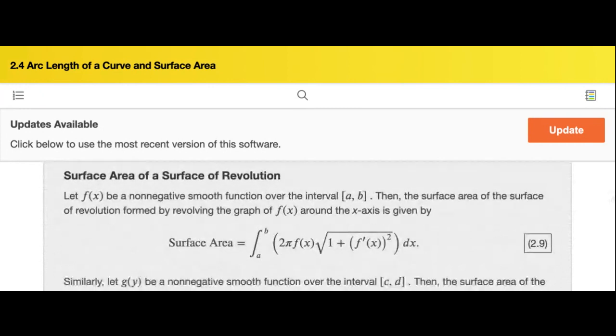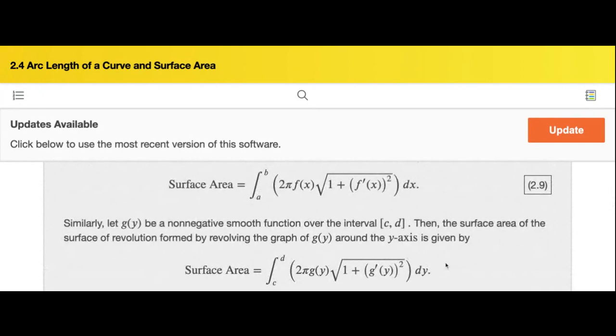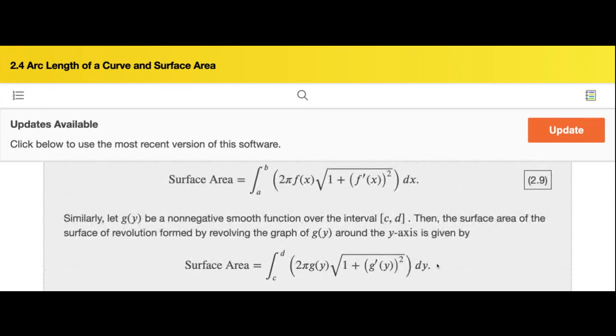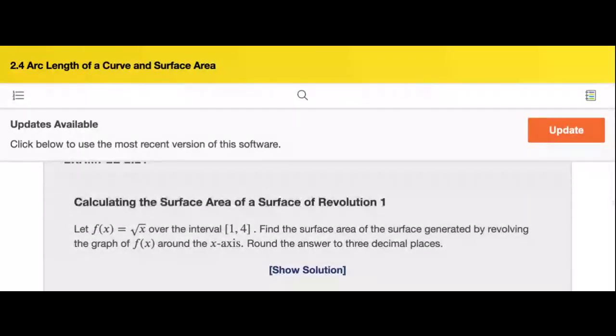All right, so this is rotating with the x-axis. Similarly with the y-axis, right? If we get a function in terms of y, just change the function to be in terms of y, then everything else is the same. Let's see an example. Here we have the square root of x as a function. From the interval 1 to 4, we want to find the surface area of rotating the graph of f of x with the x-axis.